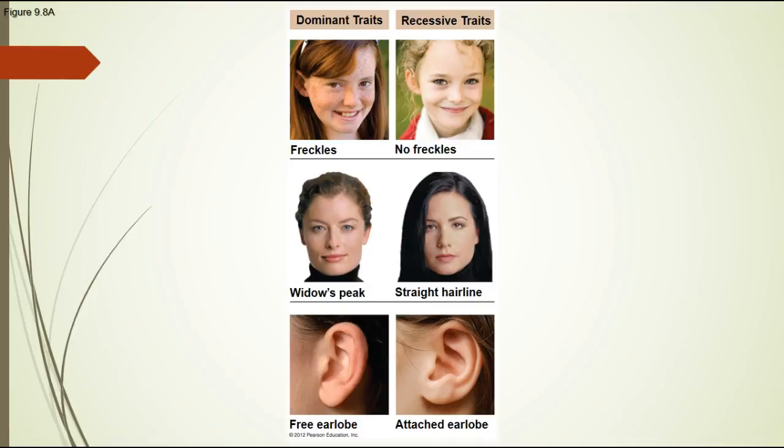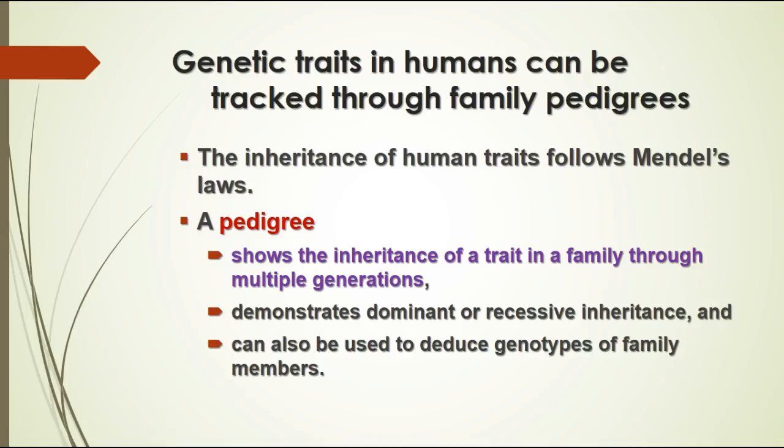Same thing with a widow's peak. The widow's peak is when the hairline comes to a point like this. It can be as severe as this, or it can be less of a peak, but it comes to a peak rather than being straight across. Again, widow's peak is the dominant trait, but it is less common in the public than a straight hairline. And the same thing with earlobes. Free earlobes are dominant, attached earlobes are recessive, and attached earlobes oftentimes are more common than free earlobes. So just because something is dominant doesn't mean that it's necessarily more common in the population.